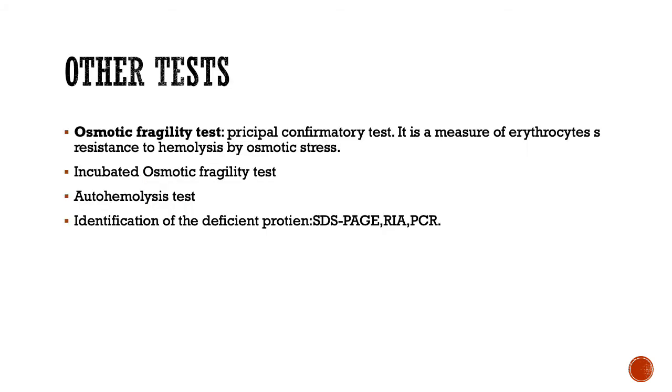Other tests which can be run are the osmotic fragility test, which is a specific test and a principal confirmatory test. It's a measure of erythrocyte resistance to hemolysis by osmotic stress. Whenever this osmotic fragility is increased in hereditary spherocytosis, there is a shift of the curve to the right. Okay, and you can do an incubated osmotic fragility test, you can do an autohemolysis test, and you can identify the deficient proteins by SDS-PAGE, radioimmunoassay, and polymerase chain reaction.